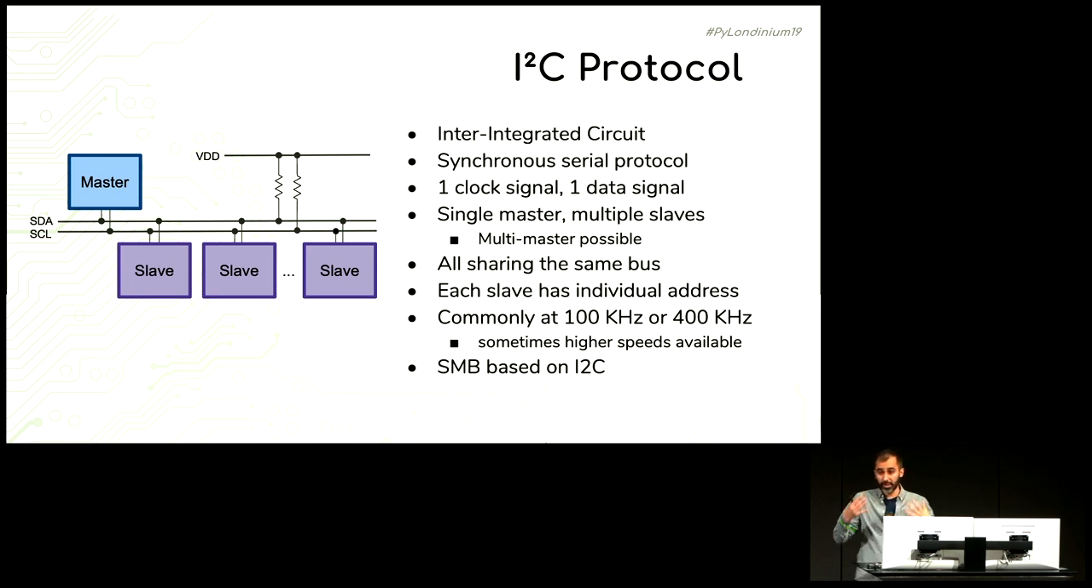And the way that we can talk to each one of these individual slaves is because each one of them has an address, which is basically an ID. So when we start a transmission, we start with that saying, like, hey, slave number three, I'm going to talk to you. The speed at which the data goes in this bus can be configured. The most common are 100 kilohertz and 400 kilohertz. And there are other protocols based on this as well.